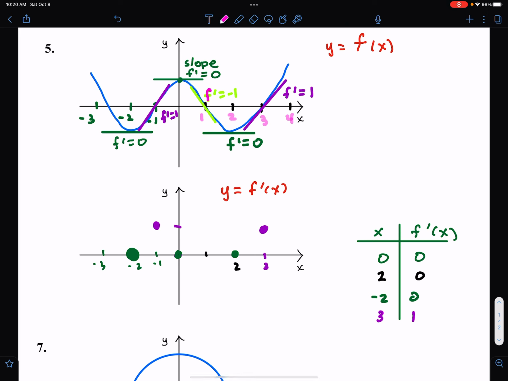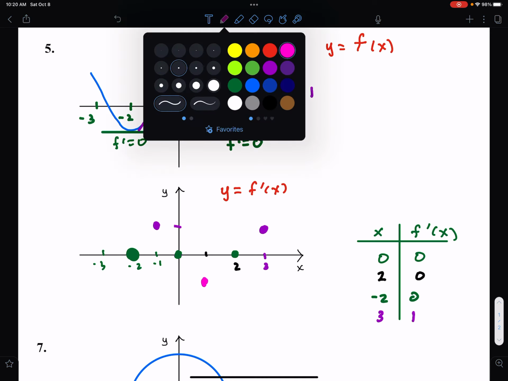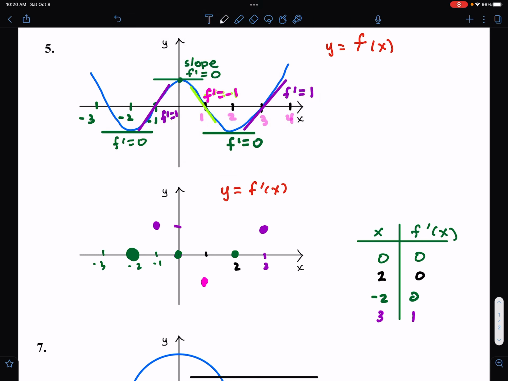Let's change the color there. f prime is equal to -1 there, around. So that looks like around like that. If I fill out a little bit here, this is -1, okay.